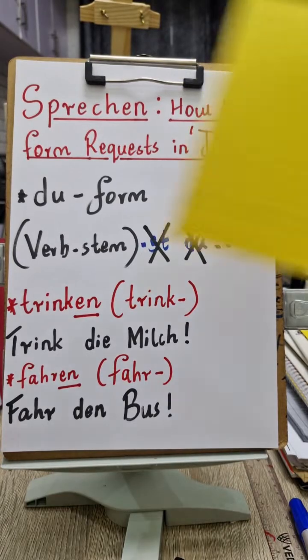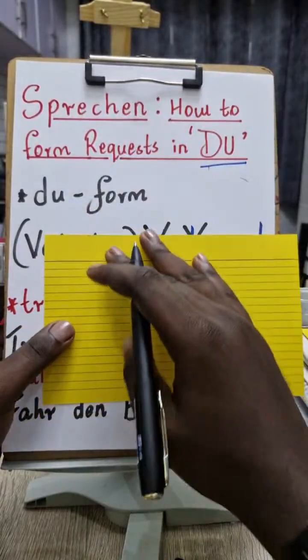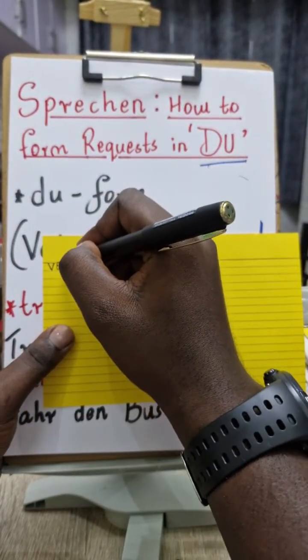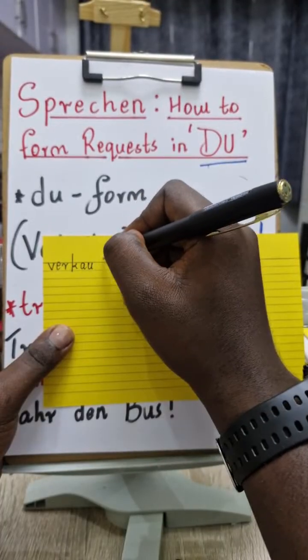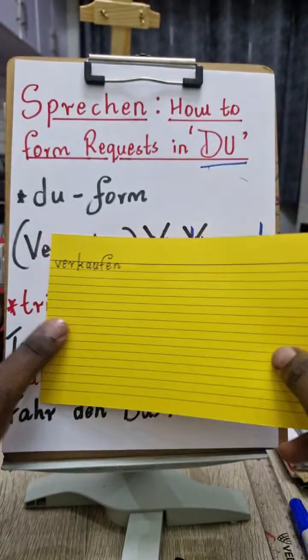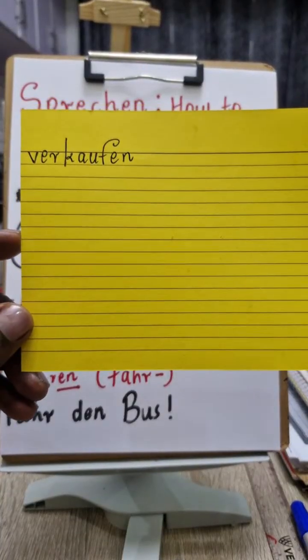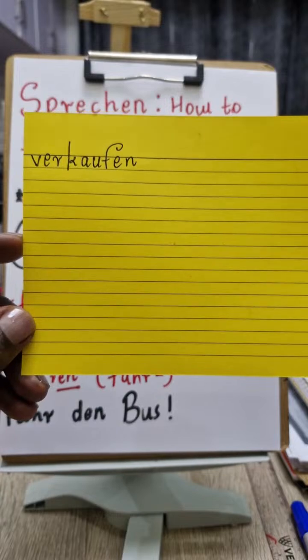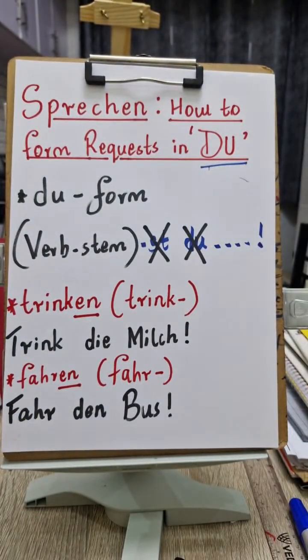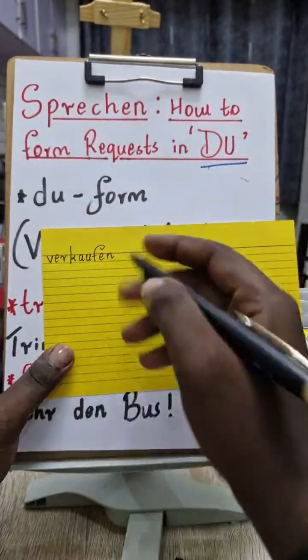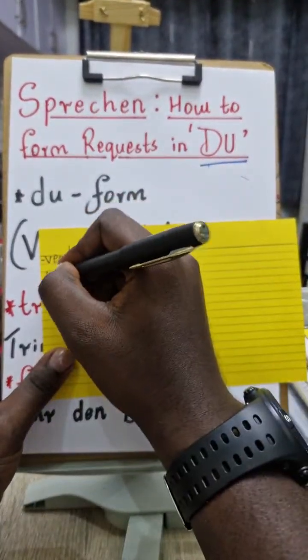Now, how about one which is not separable? This one I'd like you to also try. The verb here is verkaufen. Verkaufen, as you know, is to sell, right? So you want to tell somebody, please sell the house. Now remember, it's not separable. The verb is verkaufen. I can't say kauf. It's inseparable. So how will I do this? Now you would proceed to say, bitte.